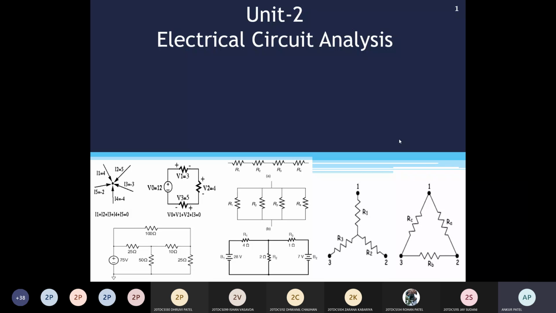Then we did series and parallel connections. We also saw advantages, disadvantages, and applications of series and parallel connections. We did some examples for series and parallel connections.